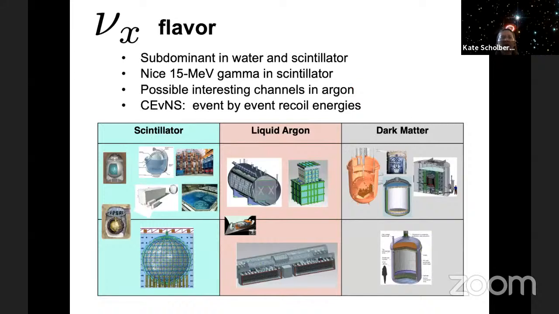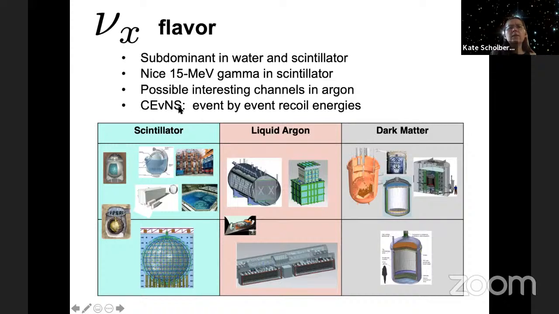Let me now talk about the other flavors, the so-called, some people call them heavy flavor neutrinos. That's not really quite right. But the idea is to use neutral current to tell us about those other, the nu mu, nu tau, and nu mu bar, and nu tau bar, the other ones. And those are more likely to have a higher energy, so that helps a bit. And these are observable in water and scintillator. There's a 15 MeV gamma in scintillator. There's also possibility for looking at them in argon. That's something we're also looking at in some detail. The nuclear theory is actually hard for that.